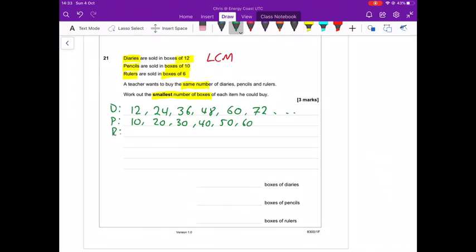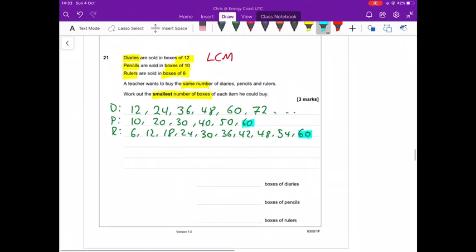Let's do rulers. 6 times table. 6, 12, 18, 24. Now 30 appears in these two, but it's not on the top, so it's not 30. 36, 42, 48, 54 and 60. Okay, right, that's what I was after. I want a number in all these times tables. Essentially what we're after is the lowest common multiple of 12, 10, 6, and it looks like it's 60.